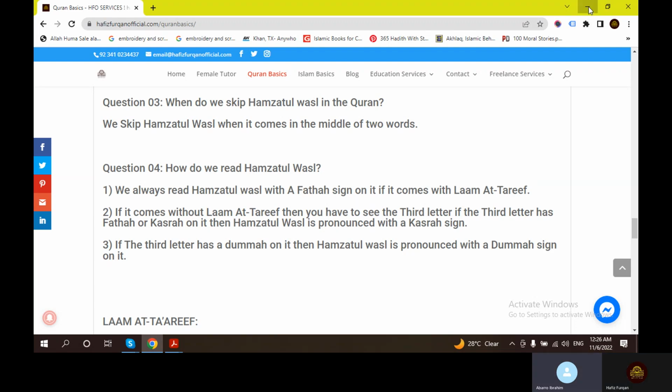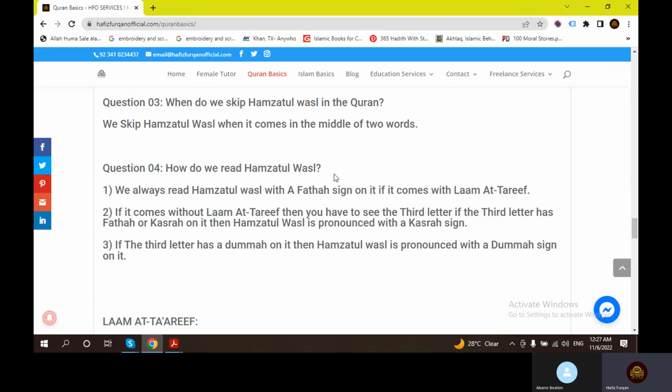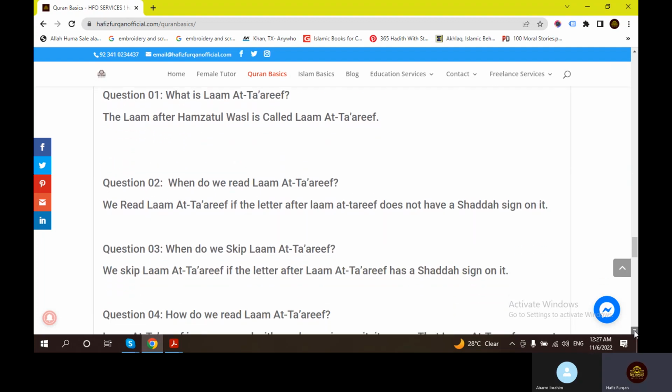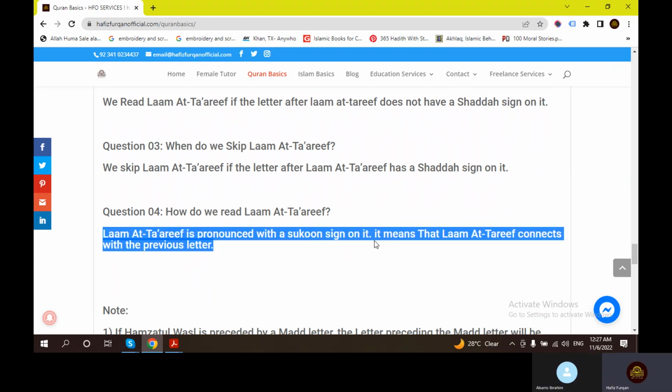Hamza Fatha A. And how do we read Lam at-Tarif? Lam at-Tarif is pronounced with the Sukun sign on that. It's mentioned here in the Lam at-Tarif section. Lam at-Tarif is pronounced with Sukun sign on it. It means that Lam at-Tarif connects with the previous letter. Do you get it? Yes.